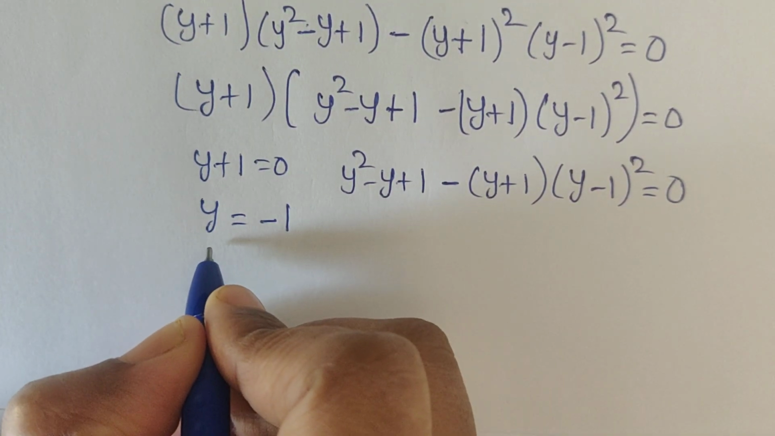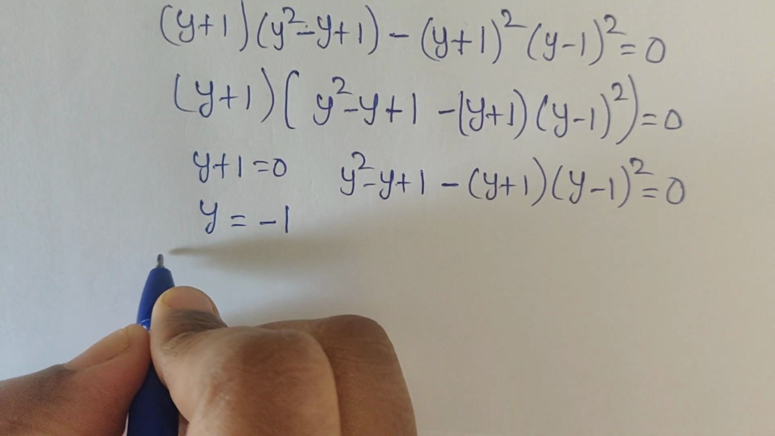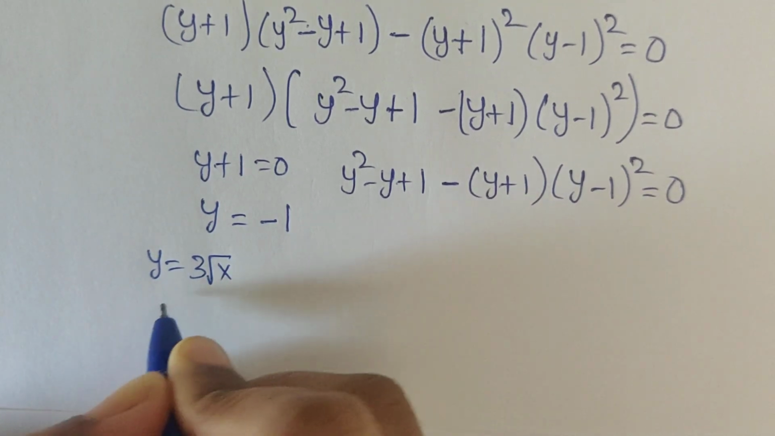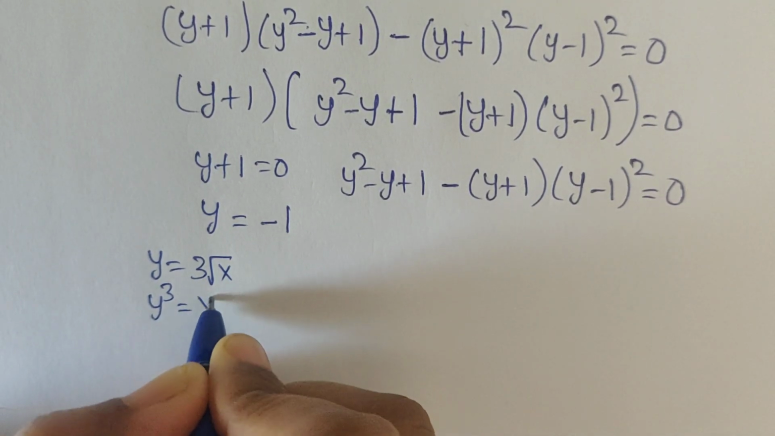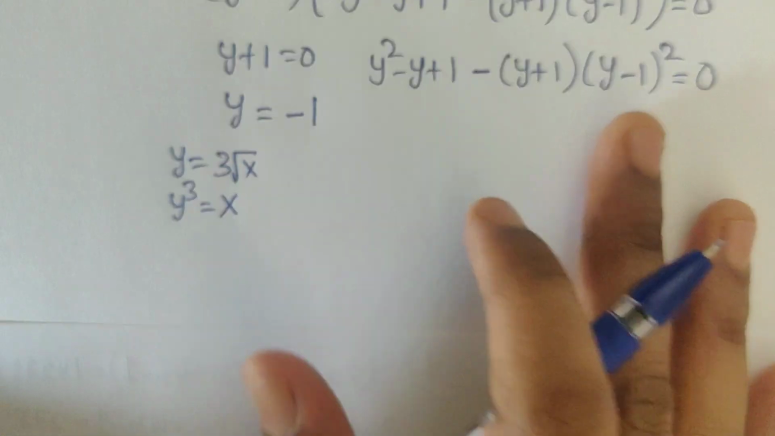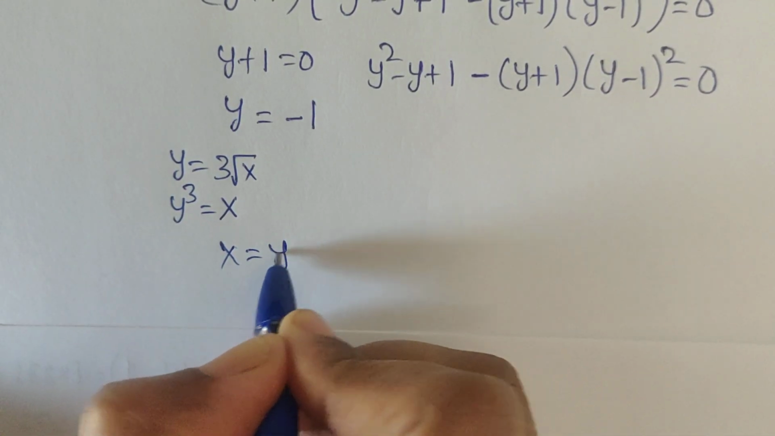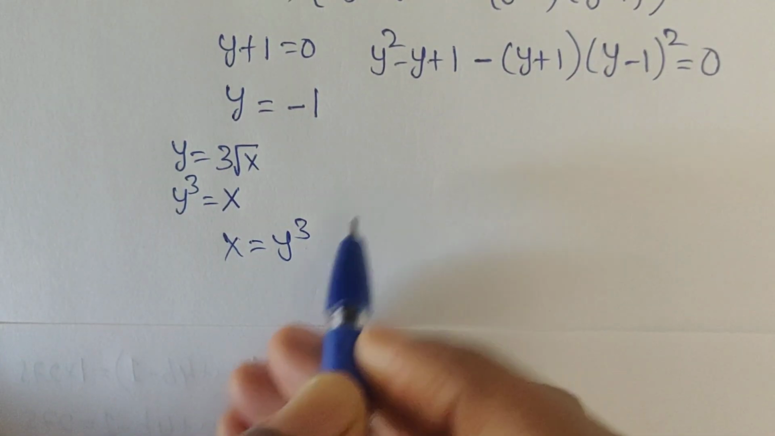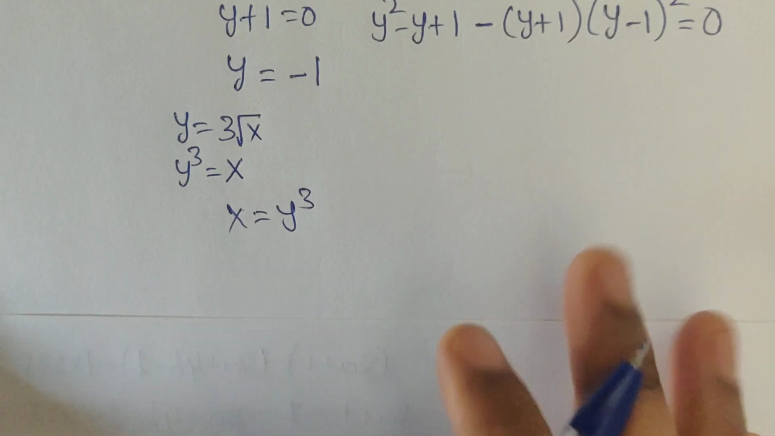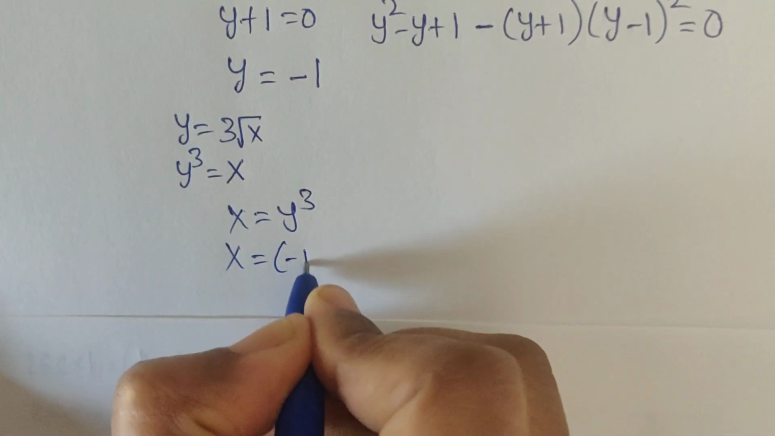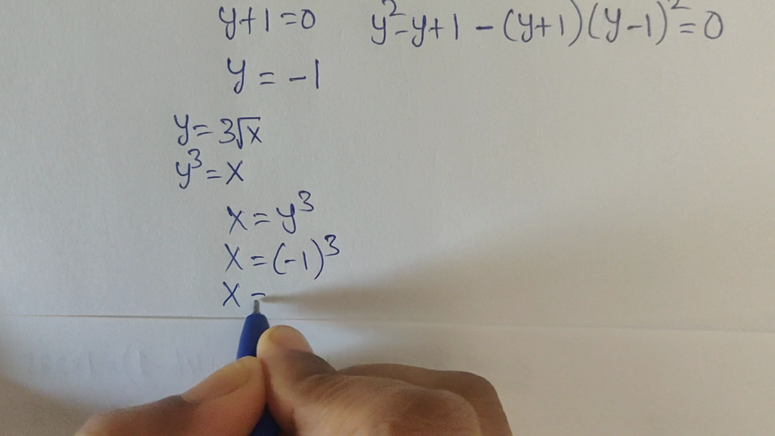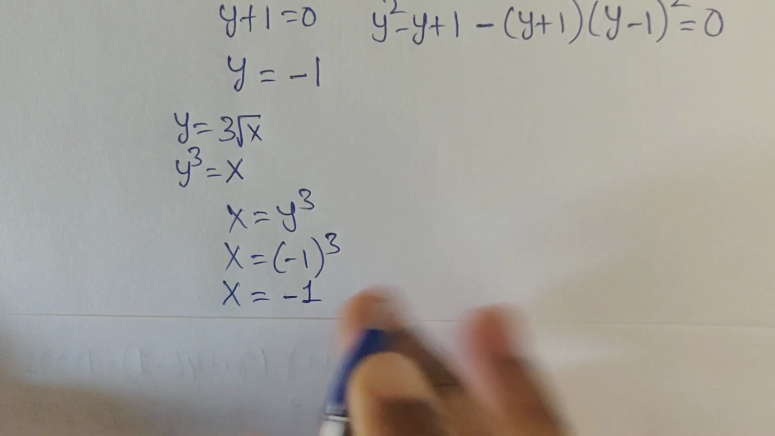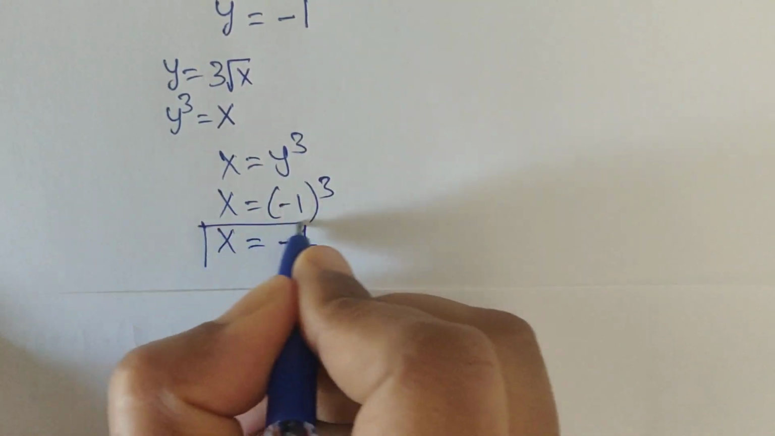So minus 1. We already considered that y is equal to cube root of x. So y cube is equal to x. So x equals y cube. Here we got the y value as minus 1. Just substitute the y value in this equation, then we will get the x value. So x equals minus 1 cube, which is equal to minus 1. So this is the value of x.